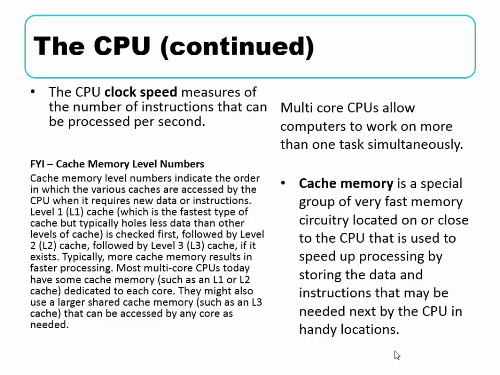A computer word is the amount of data, typically measured in bits or bytes, that a CPU can manipulate at one time. Today, most CPUs are 64-bit processors, which means that they can simultaneously process 64 bits, or 8 bytes, at one time.